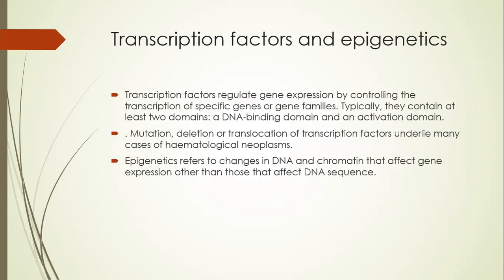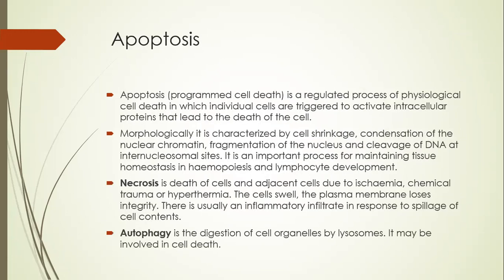Let's talk about the transcription factors. You guys have read about transcription and translation very well. Transcription factors regulate gene expression by controlling the transcription of specific genes or gene families. They contain at least two domains, a DNA binding domain and an activation domain. Mutation, deletion, or translocation of transcription factors underlies many cases of hematological neoplasm. Epigenetic refers to changes in the DNA and the chromatin that affect gene expression, other than those that affect the DNA sequence. So then comes the apoptosis.